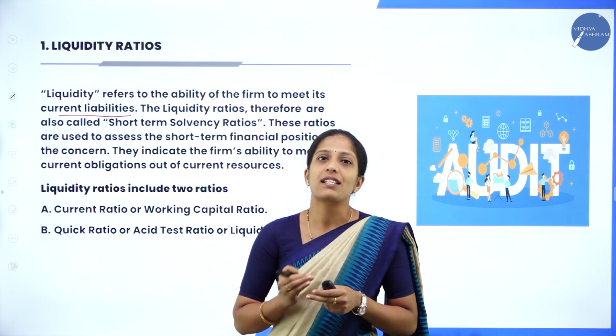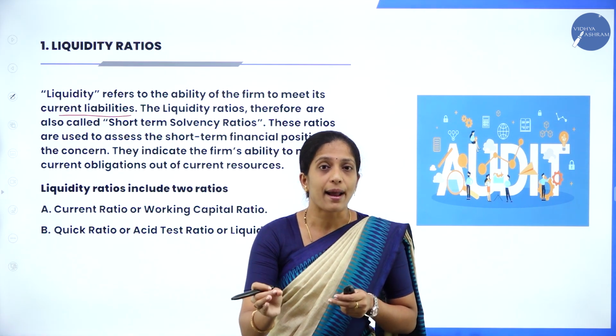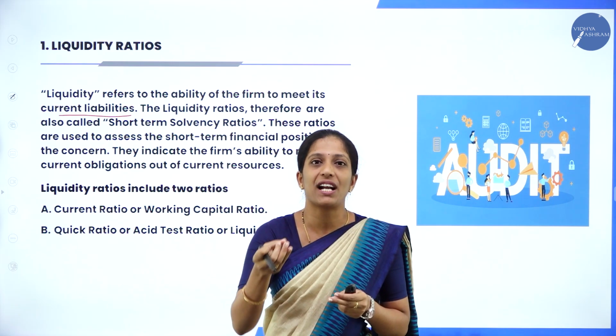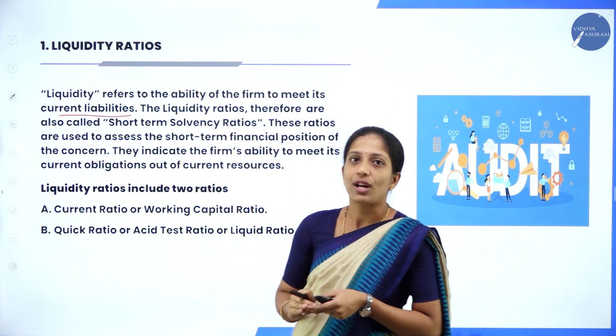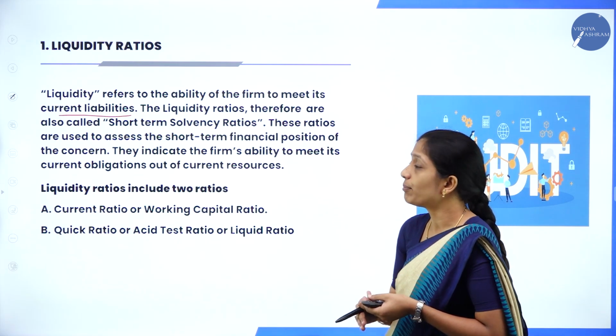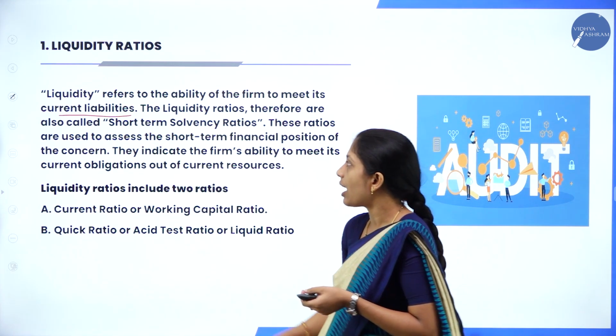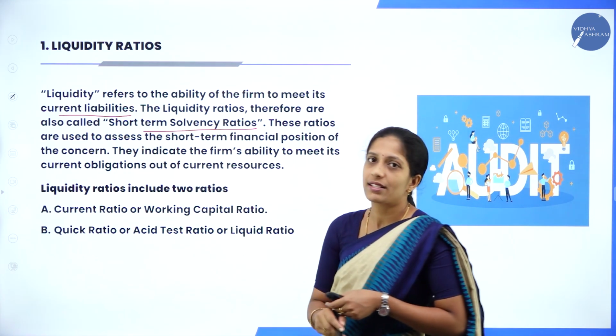So whether the firm is in a position or in a condition to repay that liability which has to be repaid within 1 year. So that is known as what? Liquidity. Liquidity refers to the ability of the firm to meet its current liabilities. The liquidity ratios therefore are called short-term solvency ratios.